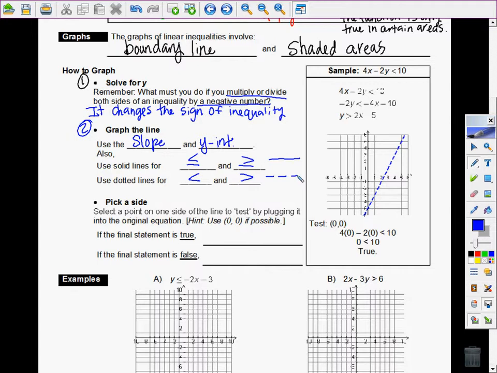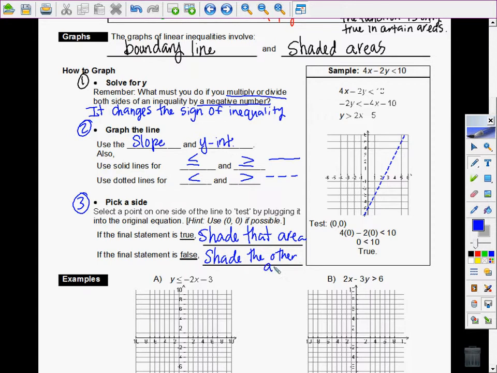Okay? And then the last and final step is to check your answer. If you don't understand the concept of where it's less than or greater than, just choose a random point. So for example, here you pick a side. If the final statement is true, you're going to shade that area. If it's not true, then you shade the other area. What do you mean by shade the area? Color it.